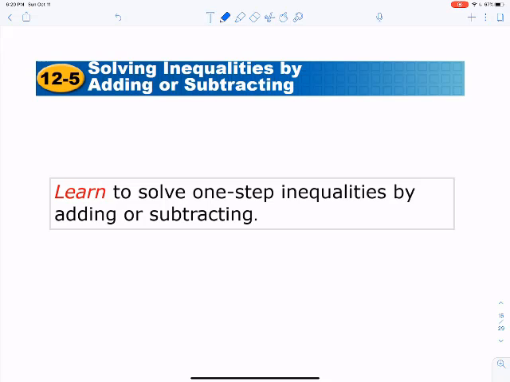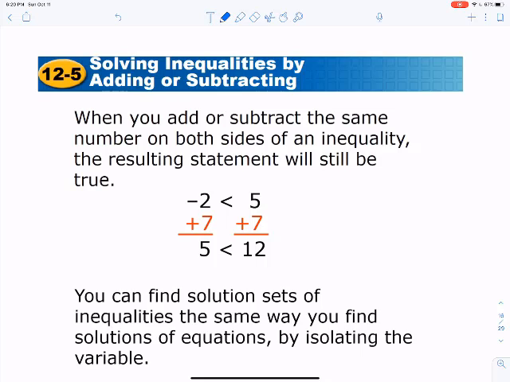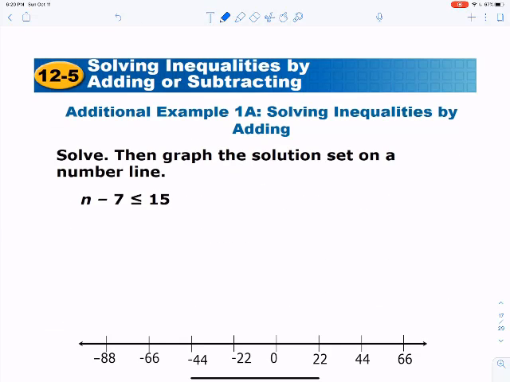Like I said, today we're learning how to solve inequalities by adding or subtracting. And in just a few minutes, we'll do it with multiplying and dividing. When you add or subtract the same number on both sides of an inequality, the resulting statement will still be true. You can find solution sets of inequalities the same way you find solutions of equations, by isolating the variable.